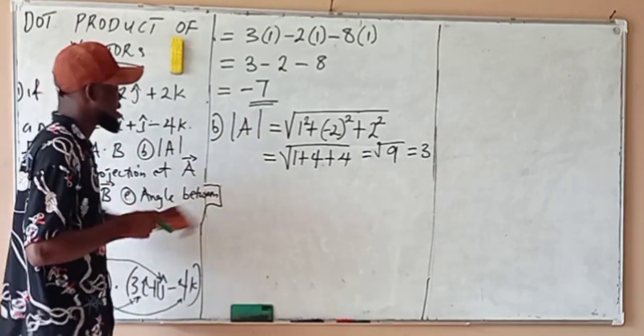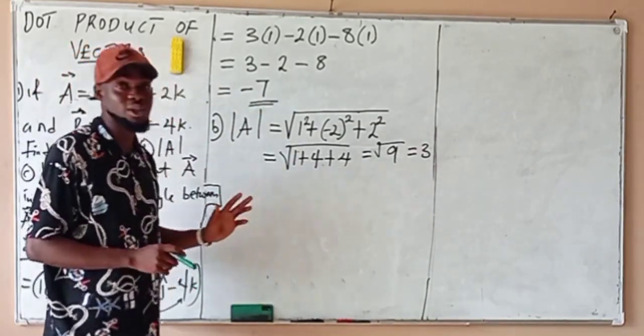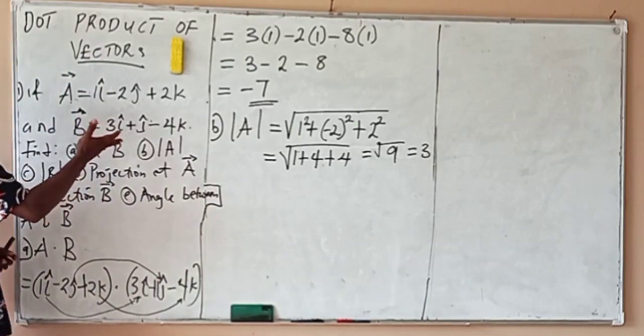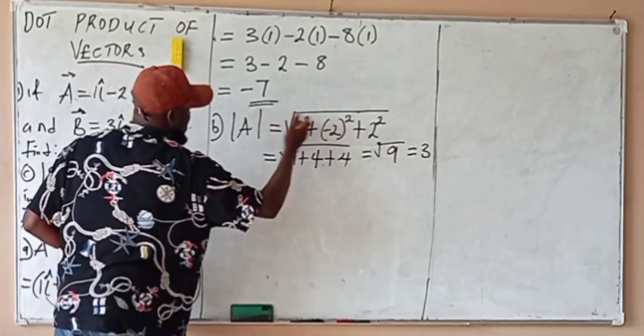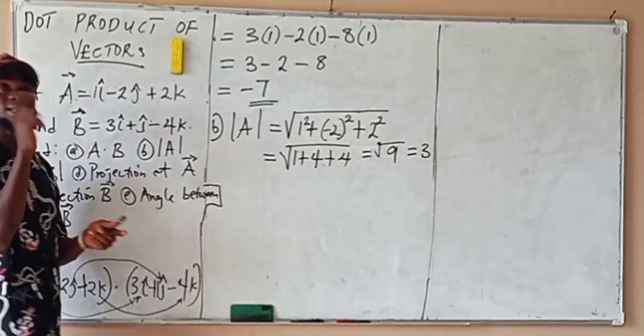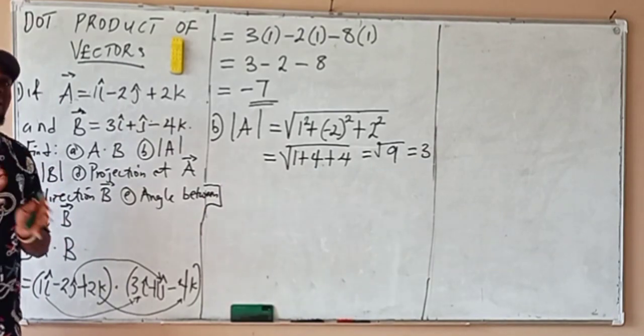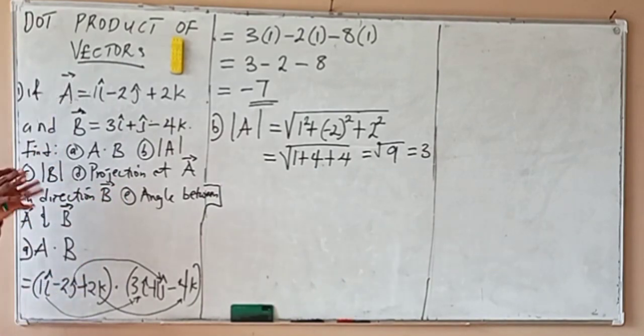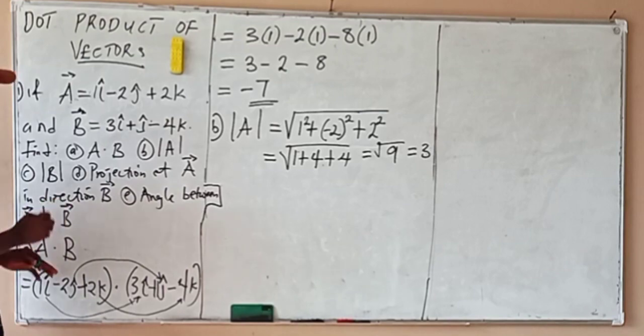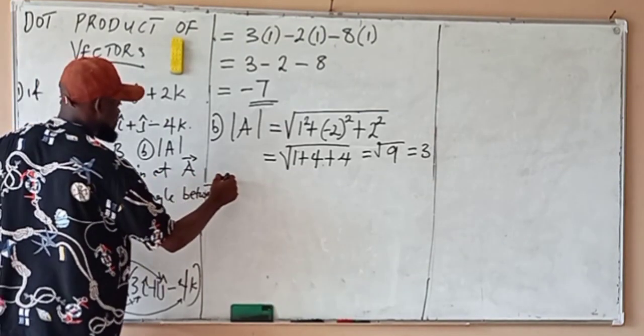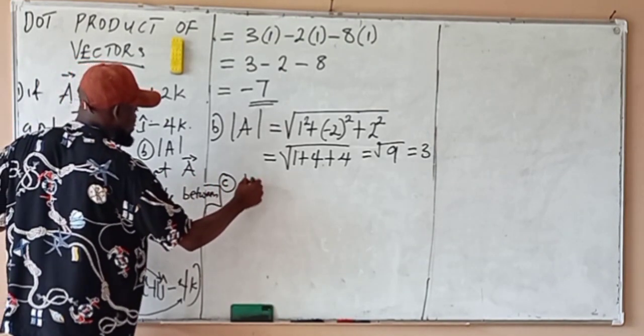So if you check very well, you saw that at the end of the day, everything is still plus. So if you are looking for the magnitude of the vector, there's no need of taking the negative sign inside this square root. Just take everything as positive, so that you don't make mistakes. So look at what I'm trying to tell you now. Question C is, what is the magnitude of B?